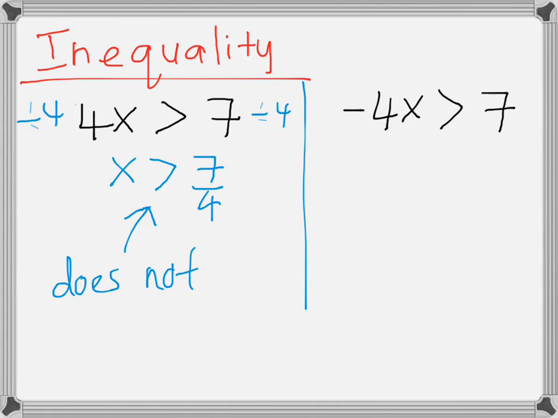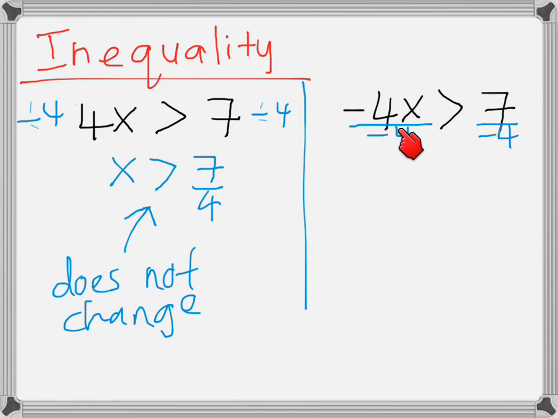What happens to negative 4x bigger than 7? In order to get x as the subject, you have to divide by negative 4, and you have to divide by negative 4 on the right-hand side also, right? Because when you divide the left-hand side by negative 4, you have to make sure the right-hand side is also divided by negative 4. Then negative 4x divided by negative 4 gives you x. This is what you want to do, make x the subject.